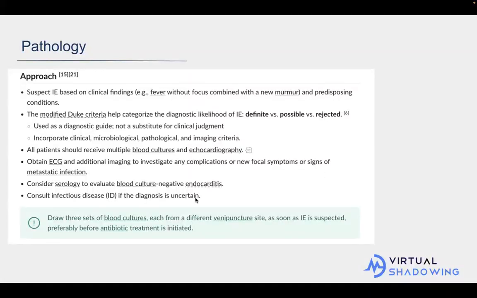So in order to start going through the Duke criteria and calculating if it's likely to be endocarditis or not, we're going to draw 3 sets of blood cultures. We like to get multiple blood cultures because if only one is positive, then, oh, it could be a contaminant. But if all 3 are positive, then that's definitely coming from the blood. So we like to get a few.